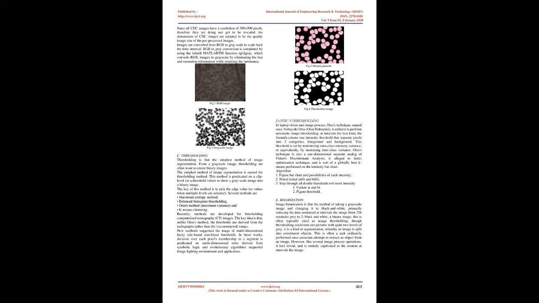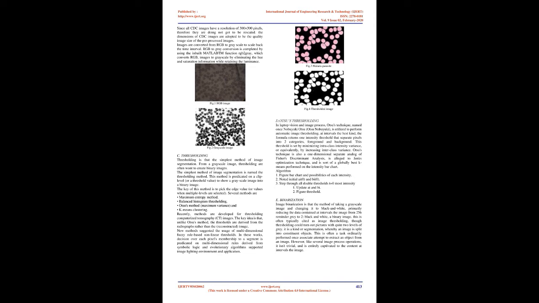Images are converted from RGB to grayscale to reduce the time interval. RGB to gray conversion is completed by using the inbuilt MATLAB function rgb2gray, which converts RGB images to grayscale by eliminating the hue. Fig. 1: RGB image.